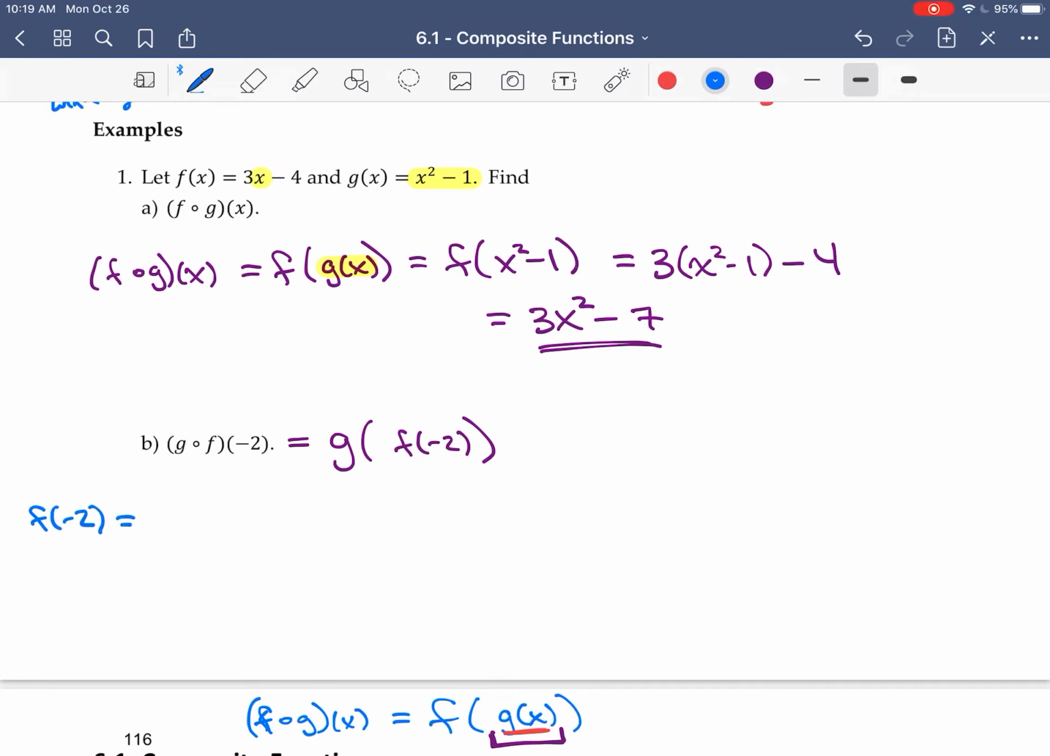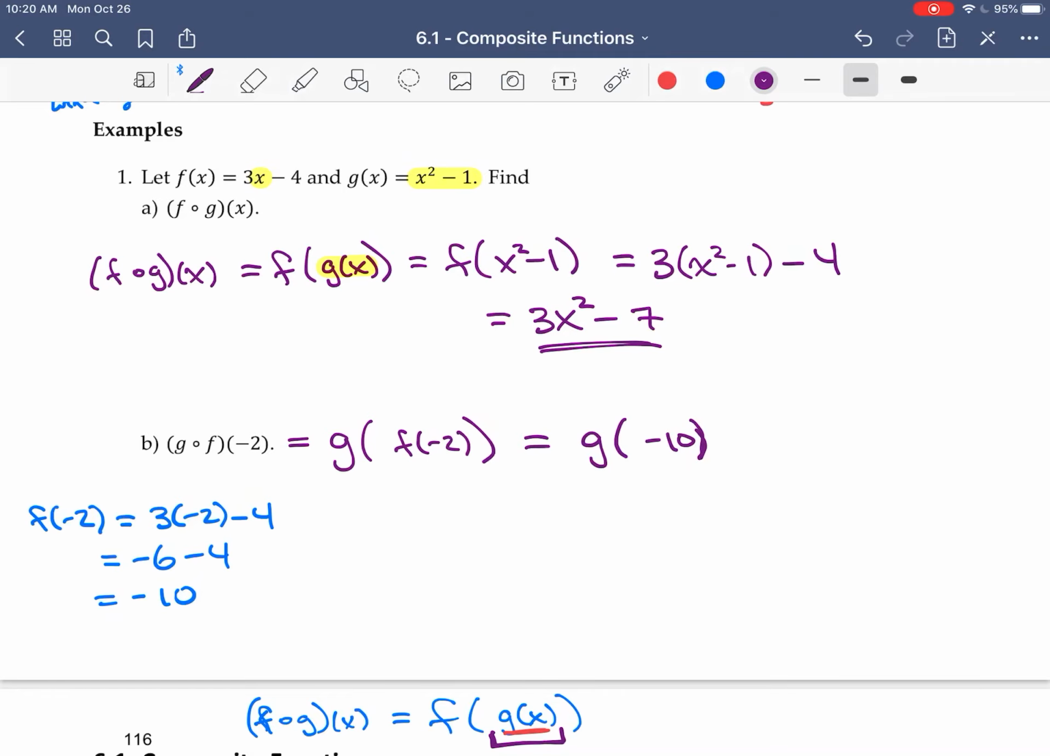So let's do this on the side. That's when I plug in negative 2 into f. So that's going to be 3 times negative 2 minus 4. So that's negative 6 minus 4, so it's negative 10. Okay, so that means that g of f of negative 2 is actually g of negative 10.